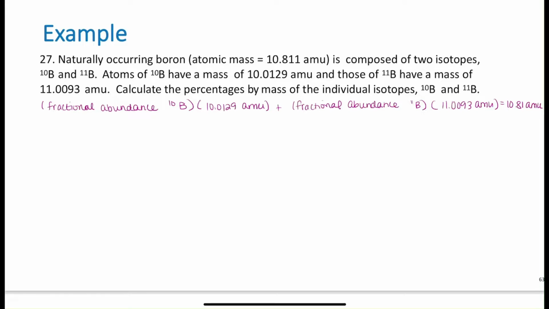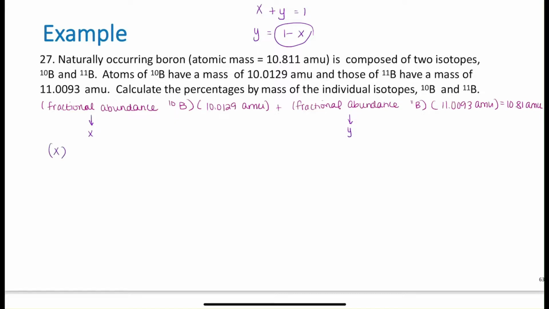I'm trying to find this value and this value. So I'm going to label them X and Y. I do, however, know that X plus Y has to equal 1. How do I know that? These are the 2 naturally occurring isotopes of boron, which means that the percent abundance of these 2 species added up together equals 100% of the boron atoms. So if the percent abundance has to equal 100, the fractional abundance has to equal 1. So I can say Y is equal to 1 minus X and substitute this in to the equation.